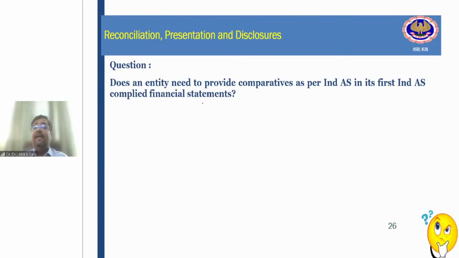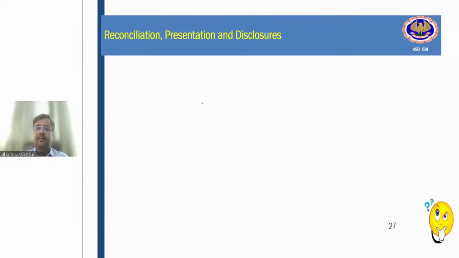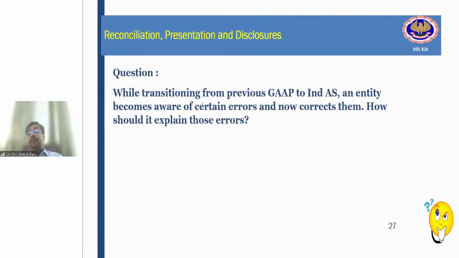Does an entity need to provide comparatives as per Ind AS in its first Ind AS compliant financial statements? The answer is yes. According to Ind AS 101, the company has to give 1 year comparative and the opening of the comparative as well, as far as the balance sheet is concerned, right? We discussed this part. Very important part.